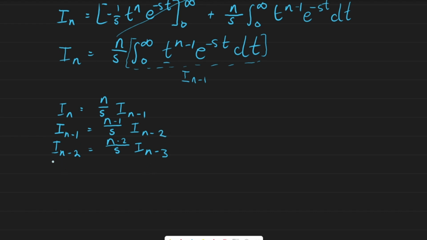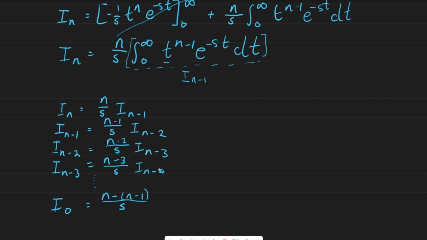So we can carry on with this trend. We can now see that I_(n-3) is equal to n minus 3 divided by s times I_(n-4). So this is going to carry on until we reach I_0 essentially, because that's the smallest value of n that we can have. And this we're going to see is going to equal n, now minus, we can see here that this 3 is the same as that, so it's going to be n minus 1, one less than that, divided by s.